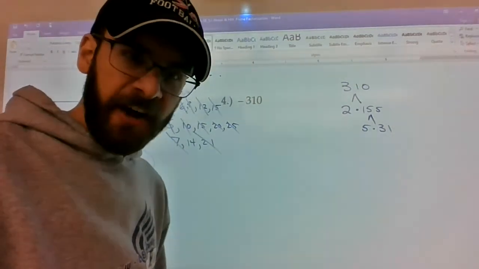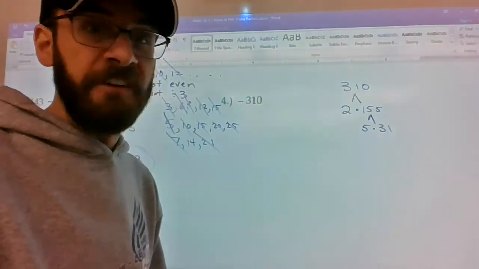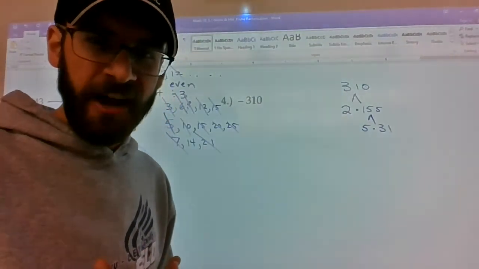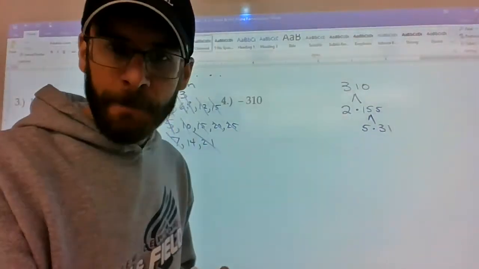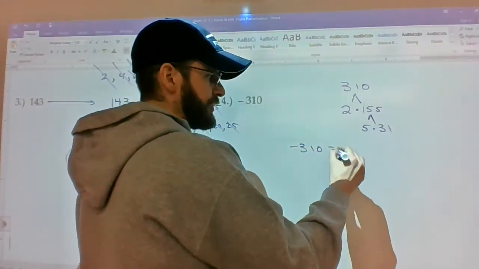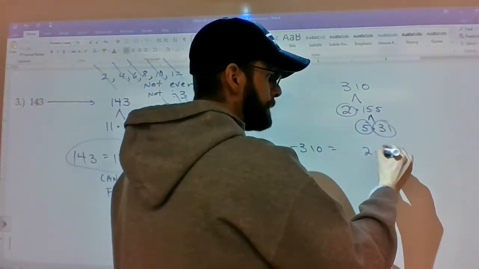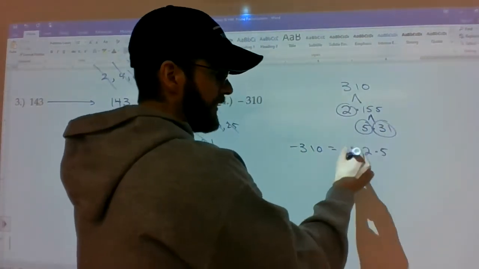31, if we try dividing by 2, doesn't work. Divide by 3 doesn't work. 5 doesn't work. And then we kind of run out of factors to check. 31 ends up being prime. So negative 310 is equal to 2 times 5 times 31. But we have to multiply by that negative 1 there too.